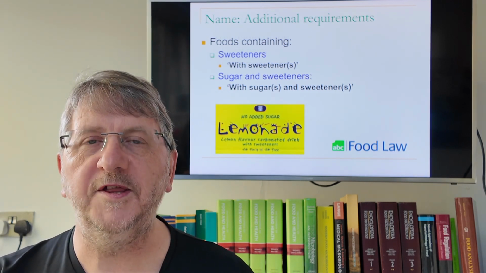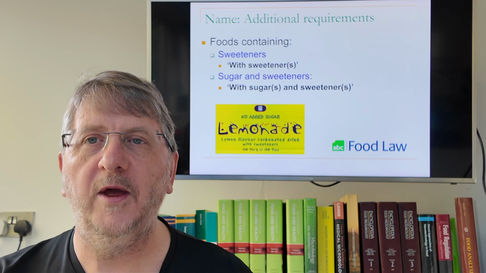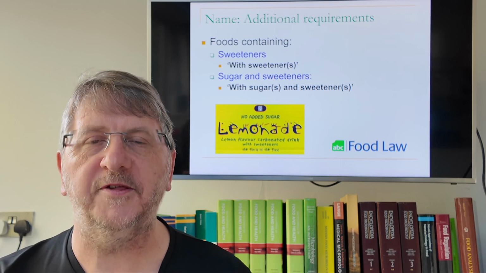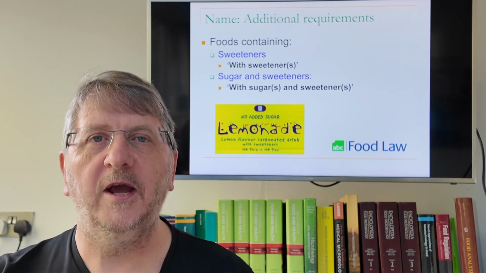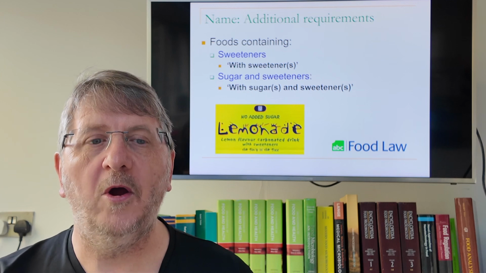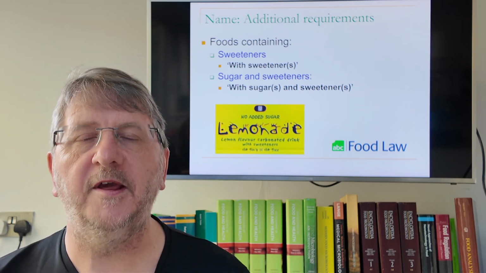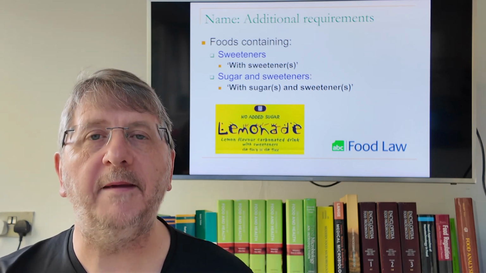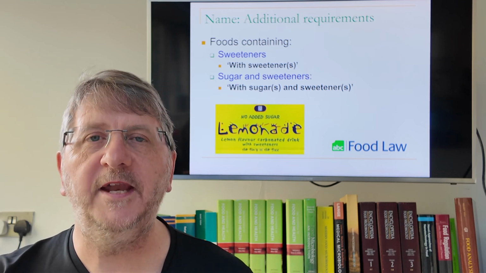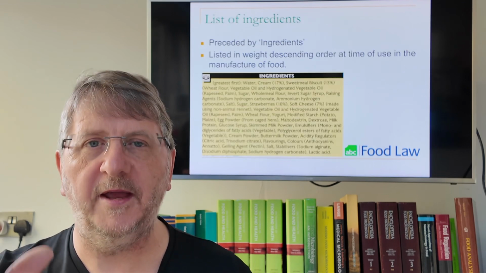If your food contains artificial sweeteners, for example, the name of the food must include that. So you'll find a food with sweetener in the name. Or if it contains sugars and sweeteners, then you need to include that in the name. There are other requirements that need to be included in the name, but we haven't got time in this video.